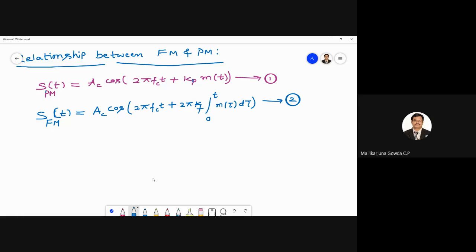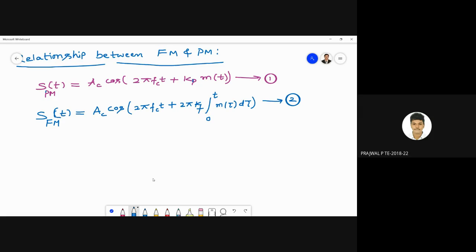By looking at first glance, we feel that Kp should be the same as 2 pi Kf, and that constant is not a concern. Then, what is the change? m of t should be the same as the integral from 0 to t of m of tau d tau. If I replace m of t in equation 1 with the integral from 0 to t of m of tau into d tau, it changes PM into FM, no?